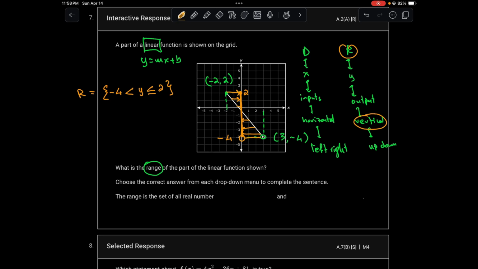Okay. And in case anybody sees the spelling of it, range and domain.